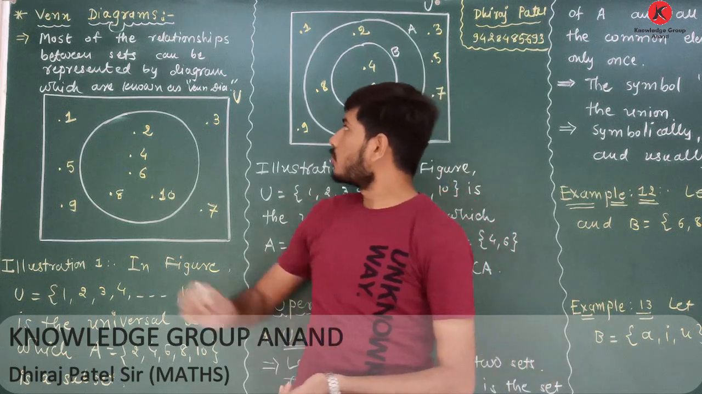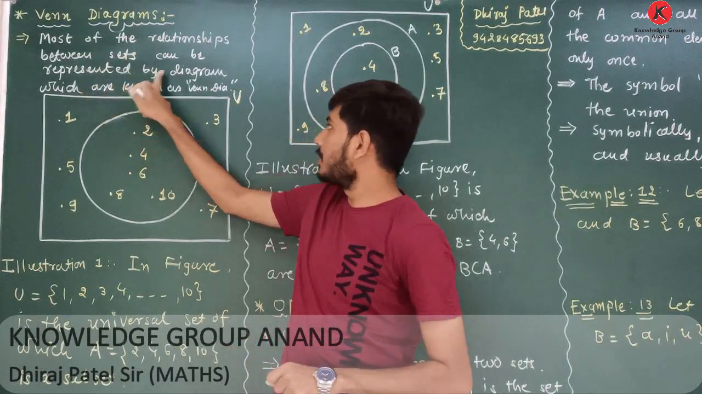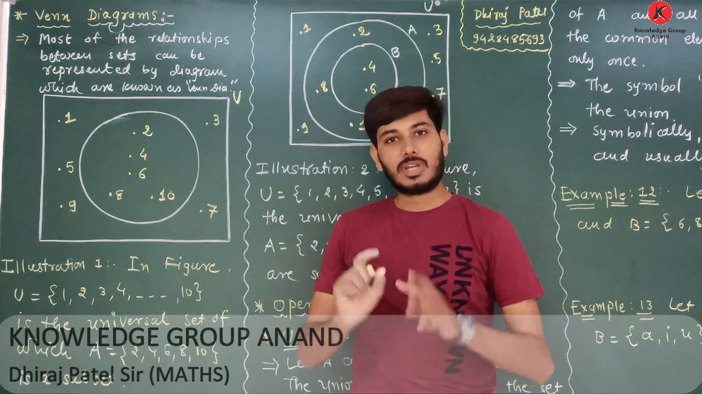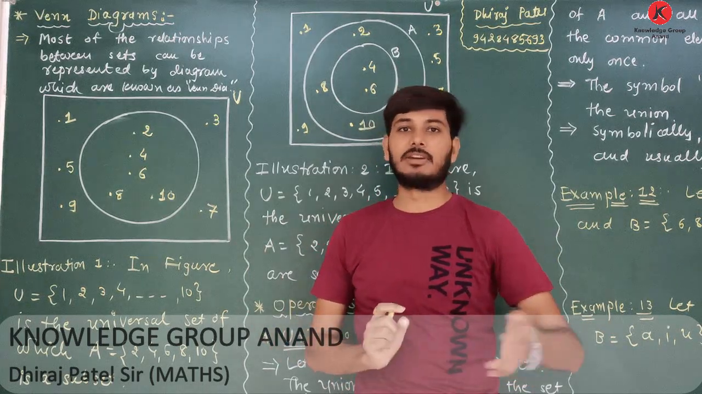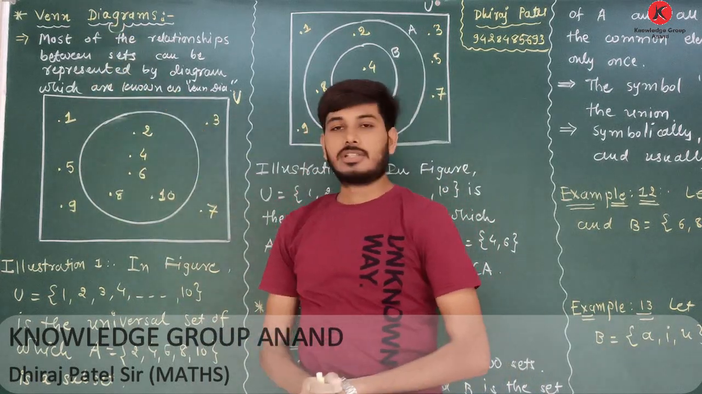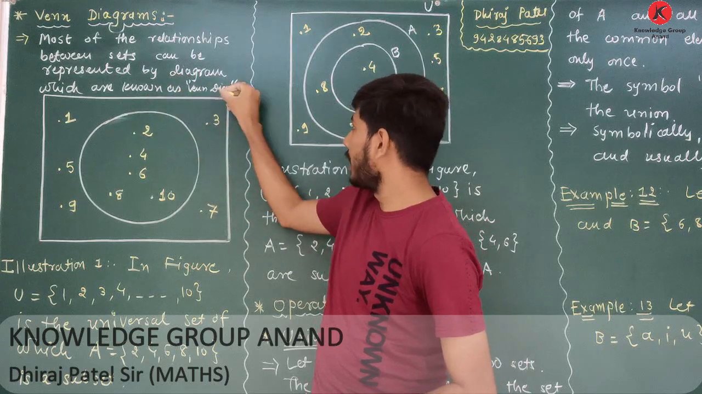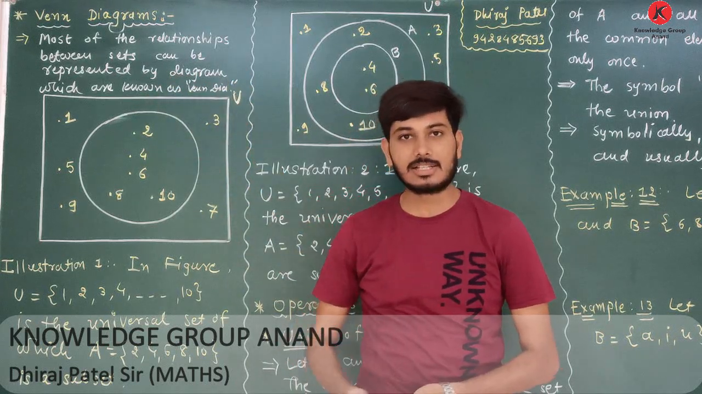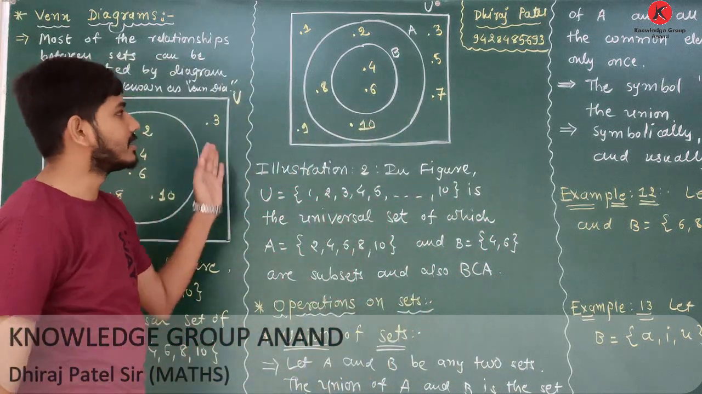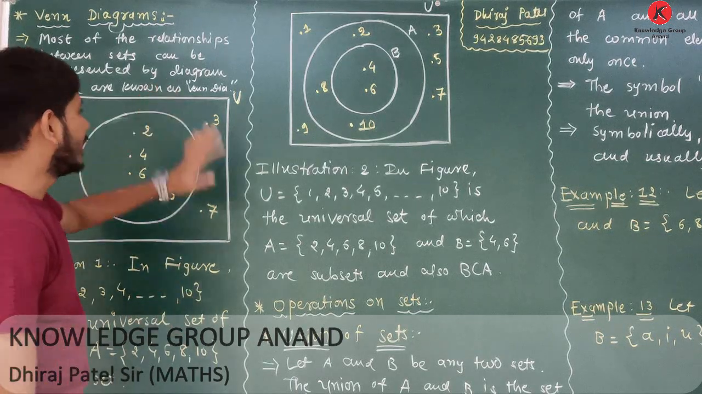Because most of the relationships between sets can be represented by diagrams. We are very comfortable with diagrams. Therefore, we can use the Venn diagram. Most of the relations between the sets can be represented as diagrams, and these diagrams are known as Venn diagrams.